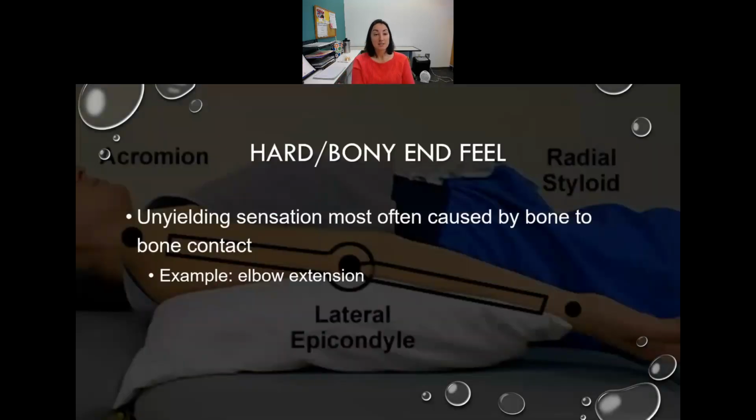With a hard or a bony infill, that is when it is an unyielding sensation. It's just a hard stop. It's typically bone-to-bone interaction, bone-on-bone connection. And an example would be elbow extension. When you extend your elbow, you get to a point where two bones are meeting, and there's just a hard stop or a bony stop.